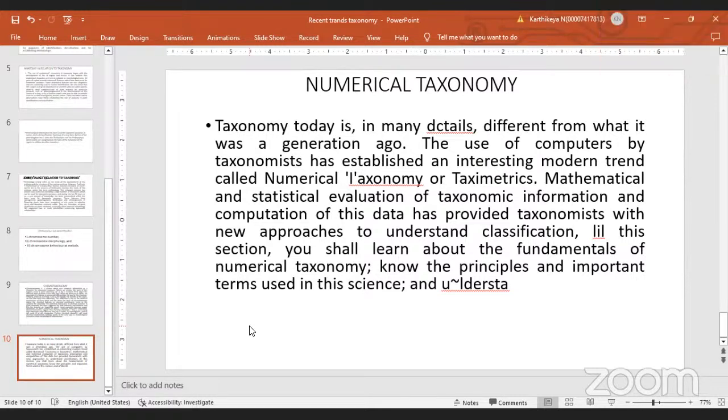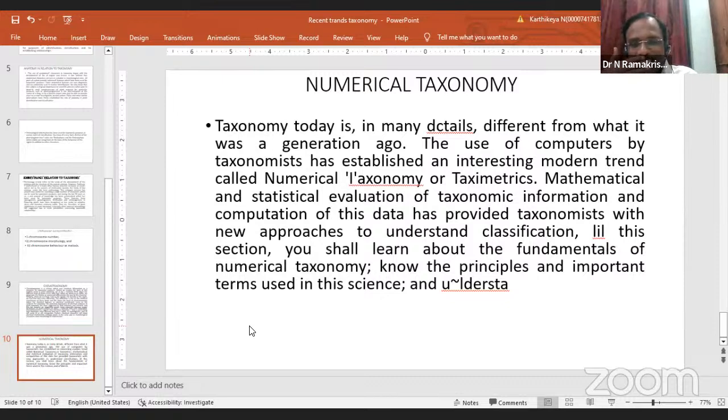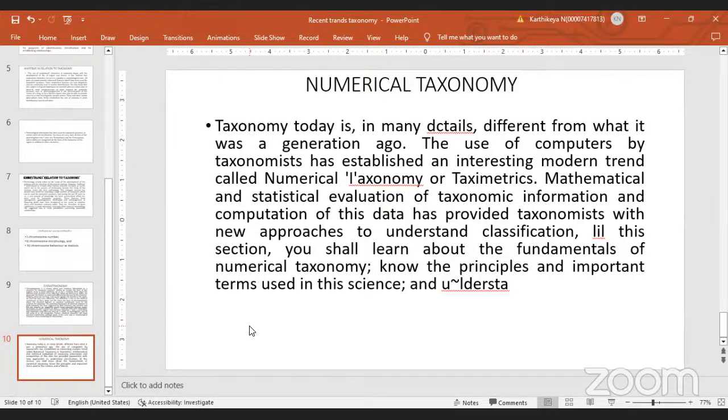Sir, can you give us some tips on how to remember all this? Make it simple for us, sir. Reading is most important. That much memory is not important. Reading is very important.